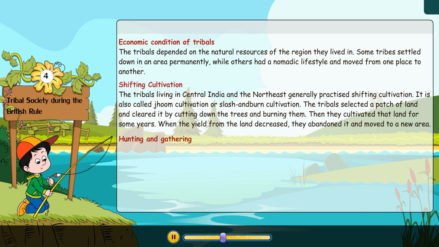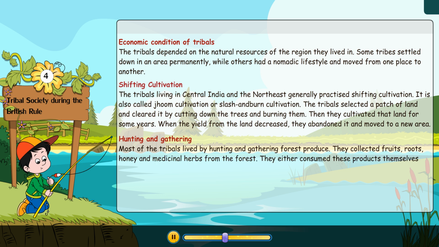Hunting and gathering. Most of the tribals lived by hunting and gathering forest produce. They collected fruit, roots, honey, and medicinal herbs from the forest. They either consumed these products themselves or sold them in the local market.